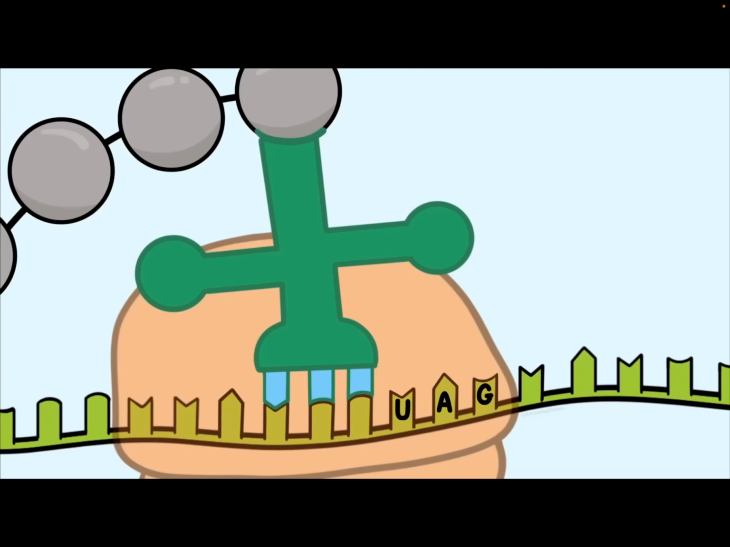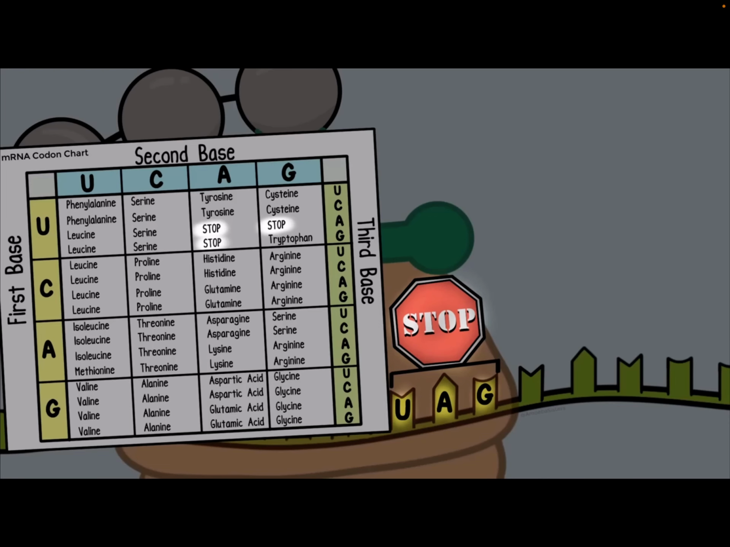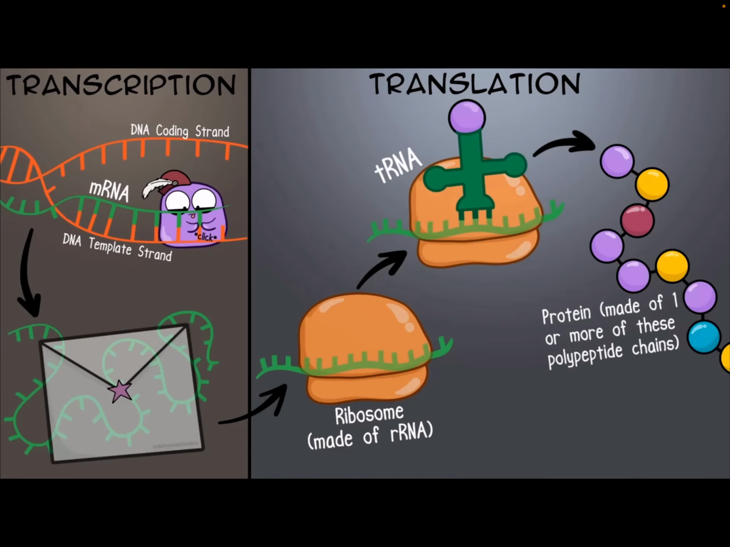Typically, at the very end of the mRNA, there is a stop codon. Stop codons do not code for an amino acid, but when the ribosome reaches it, it indicates that the protein building is finished. So, the result of translation is that you built a chain of amino acids that were brought in certain sequences based on the coding of the mRNA.